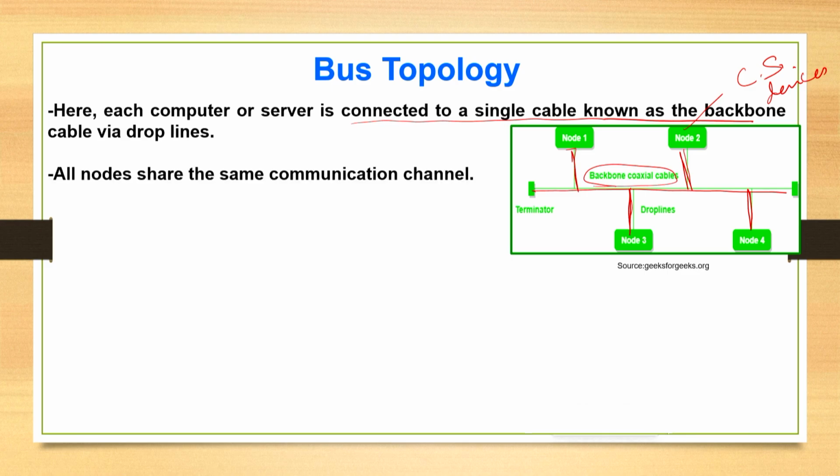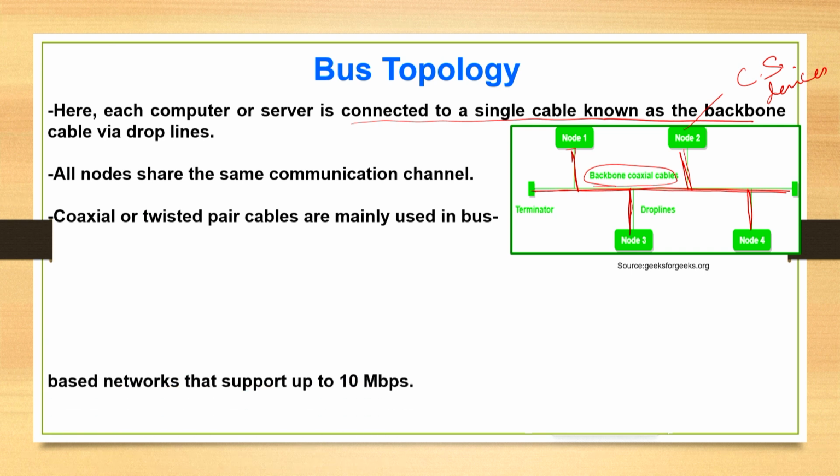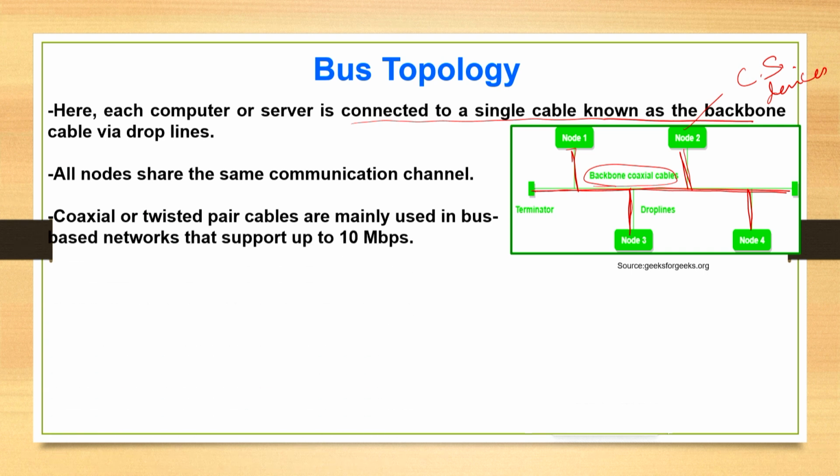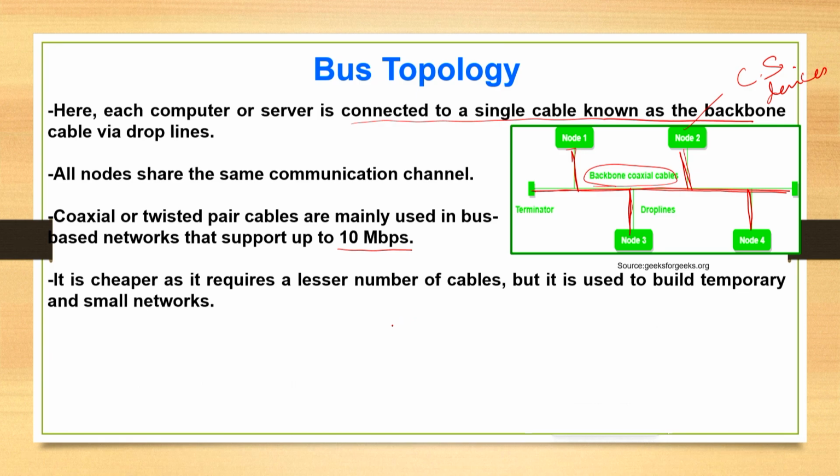All nodes share the same communication channel. Yes, obviously the same communication channel is there. Coaxial or twisted pair cables are mainly used in bus network that supports up to 10 Mbps. So, this is the speed of the network. It is cheaper as it requires a lesser number of cables, but it is used to build temporary and small networks only. It's easy to install and extend.